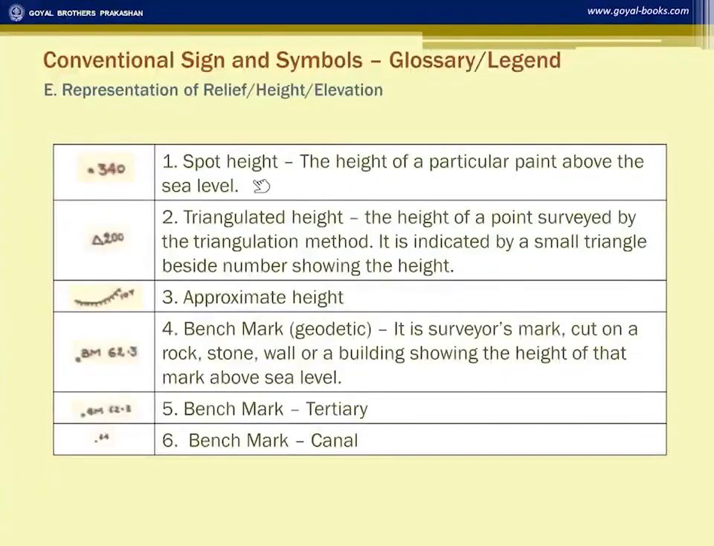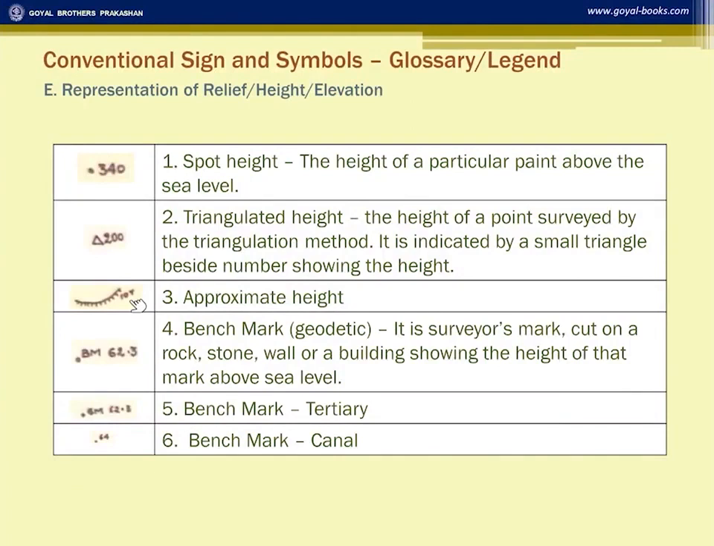Now, some relief features you can see are shown with a particular symbol. A dot with 340 means this is the spot height, which means that this particular point on the survey sheet is 340 meters above sea level. There is triangulated height. It means that the survey was done by the triangulation method, and this is the surveyor's mark where the triangle is shown to show the method, and it is 200 meters above sea level.